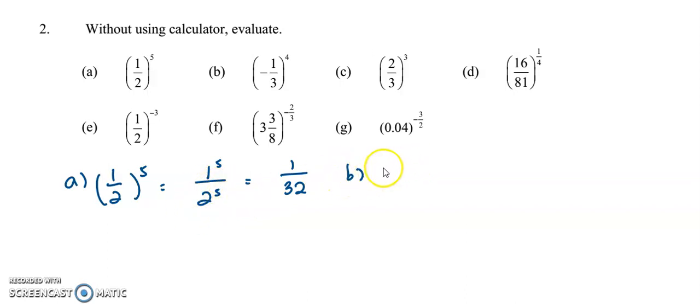This is a very common index that you will frequently come across. Alright, and then B, negative 1 over 3 power of 4. So when you have a negative number to the power of an even number, you will always get back a positive number.